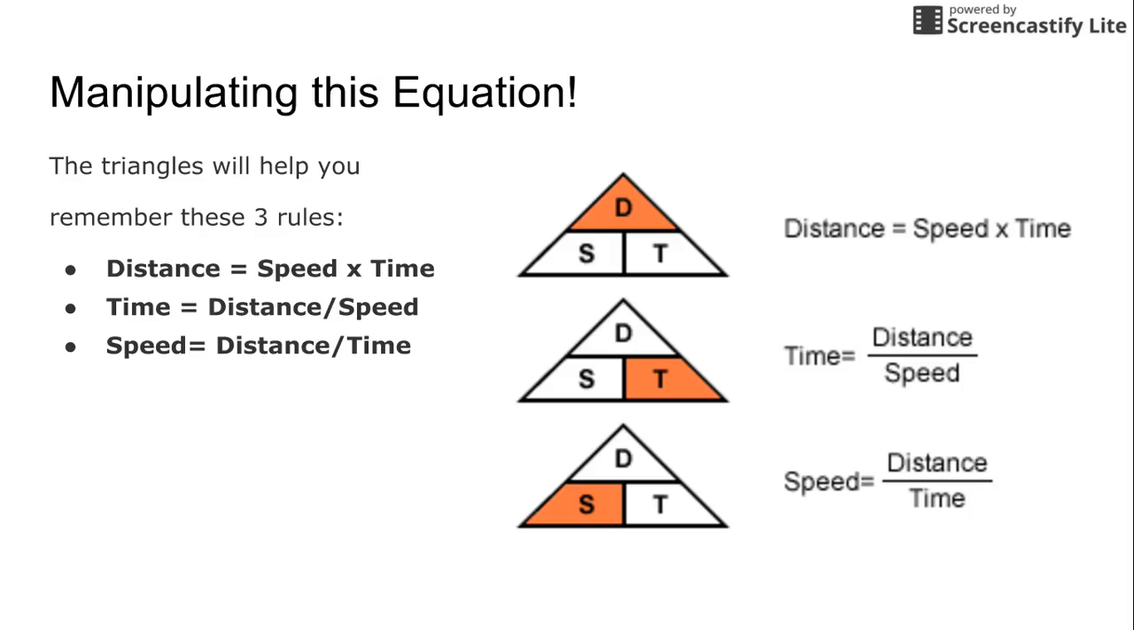We also talked about this thing called a speed triangle, and this was a way to manipulate this equation without having to remember all of the equations. So we put distance in the top and then speed and time in the bottom. If you were to go across the bottom, you know it's multiplication. If you have the two variables, one over the other, it signifies division.